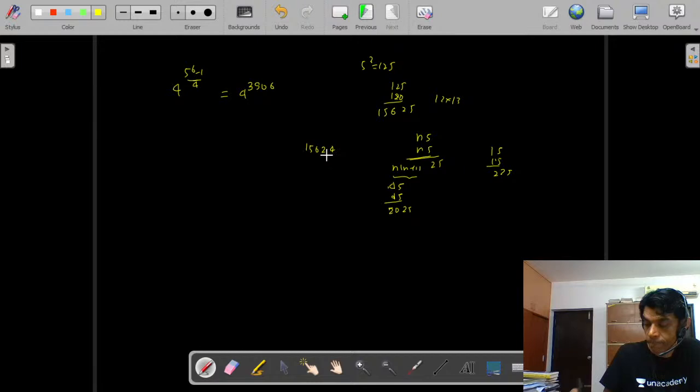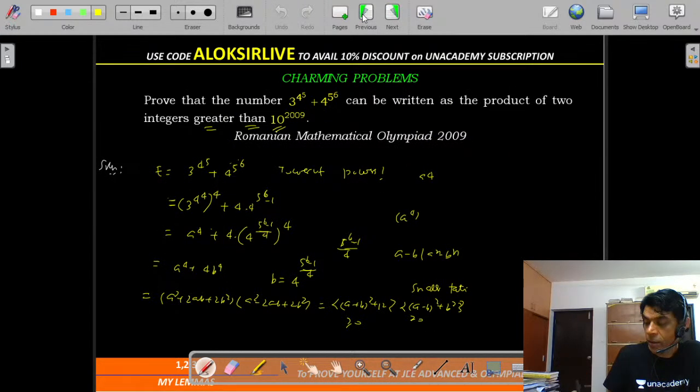So you will get 4 to the 3906. And your job is, I can write this as 2 to the power 7812, and I have to compare it with, let's see what to compare with. Compare with 10 to the 2009.